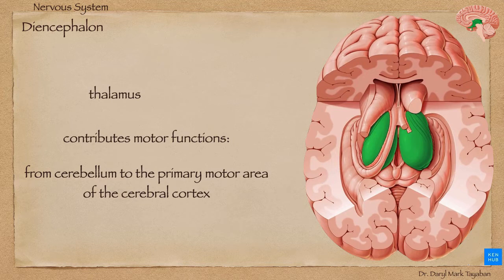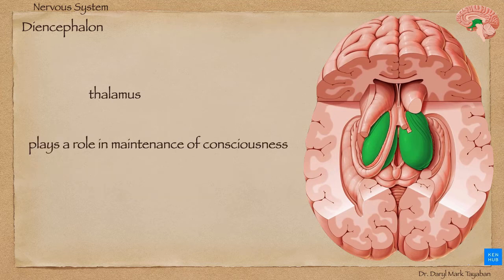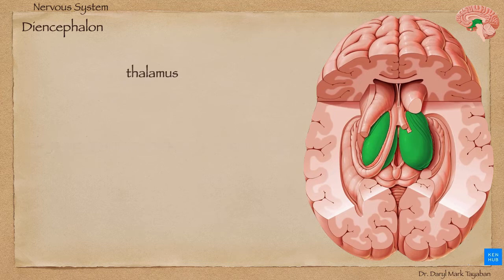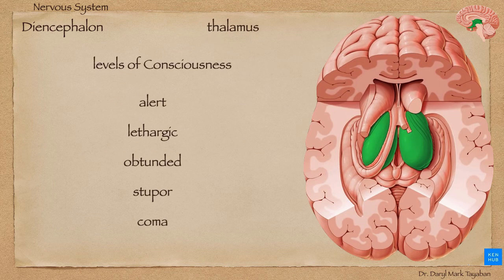The thalamus contributes to the motor functions by transmitting information from the cerebellum to the primary motor area of the cerebral cortex. And it plays a role in maintaining consciousness as well. So you should remember that. So there are levels of consciousness.